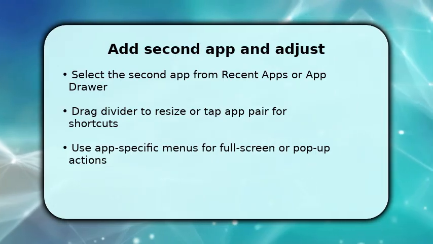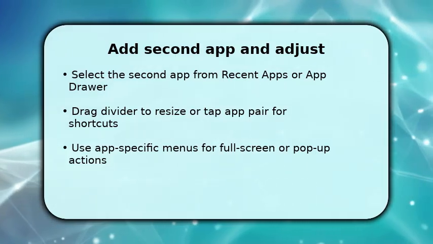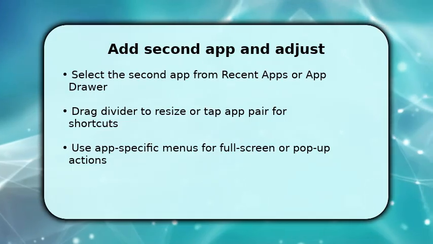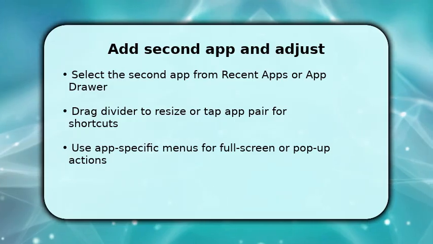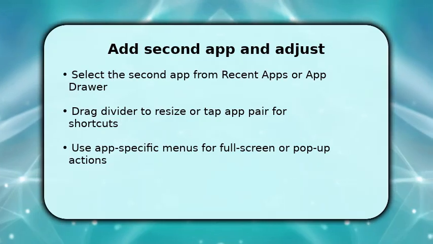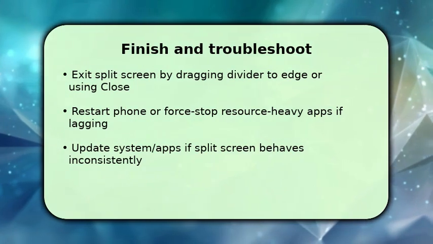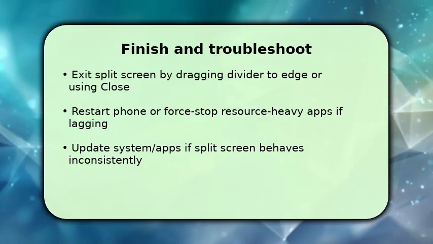If you need, tap the three-dot menu on the divider for swap, maximize, or open in pop-up options. Use gestures or the back button normally. Both windows remain active. Keep performance in mind because too heavy apps may slow the phone. To finish, drag the divider fully to one edge or tap the close/maximize option to restore a single app.